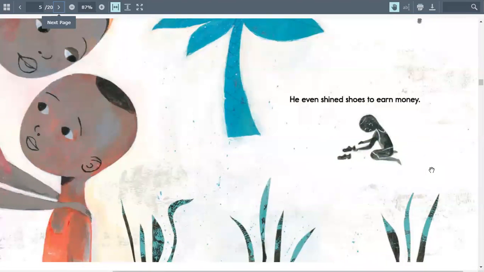So in spite of him having his disability of having only one leg, he was able to do a lot of things.